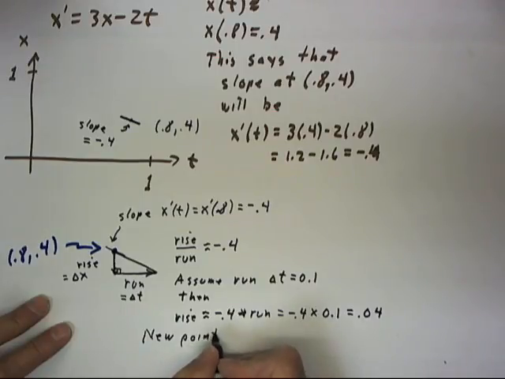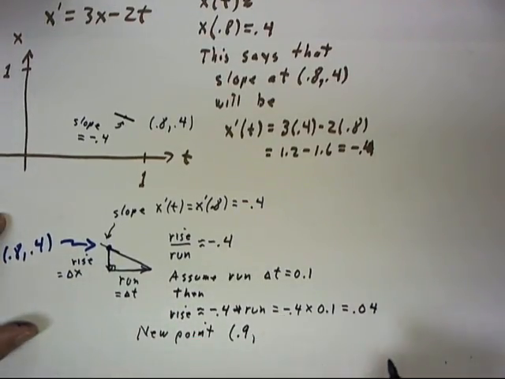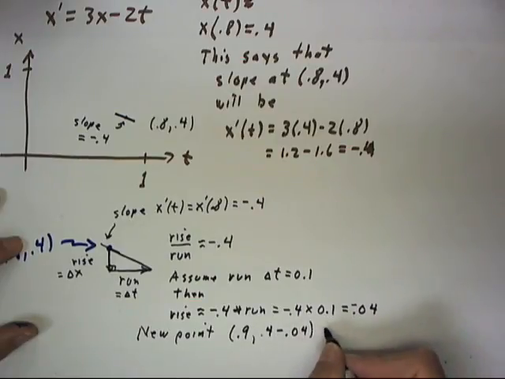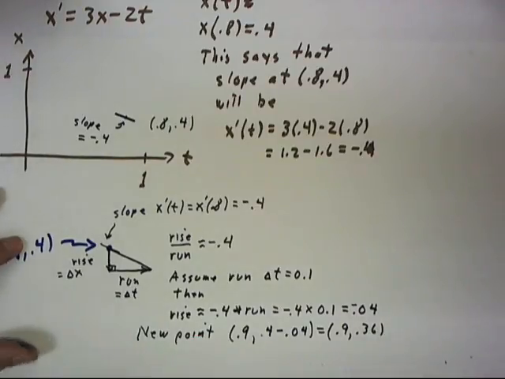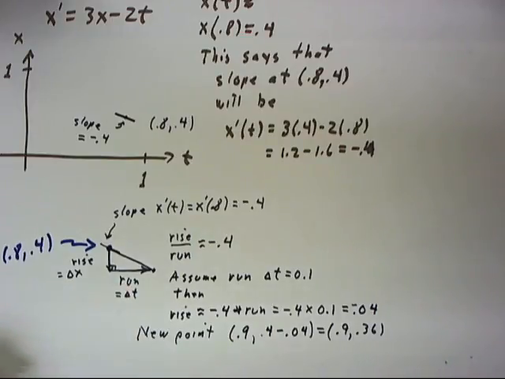we're going to get to a new point which has t-coordinate 0.9, having moved 0.1 unit from 0.8, and the change in x is negative 0.04, and 0.4 minus 0.04 is 0.36. So our new point will have approximate coordinates (0.9, 0.36). We'll see what the implications of that are in the next clip.